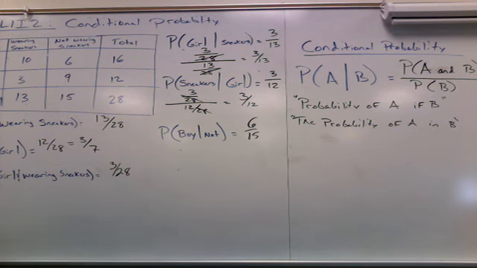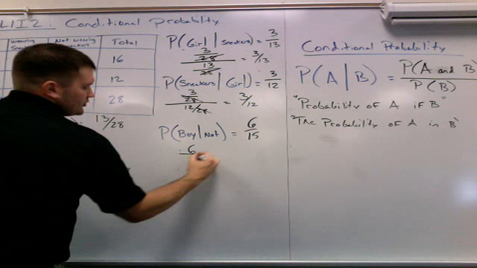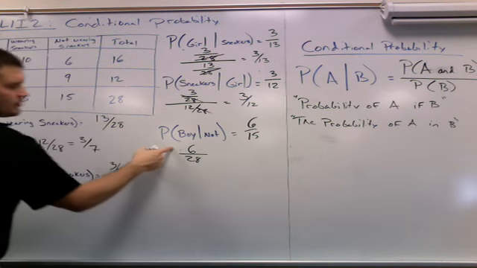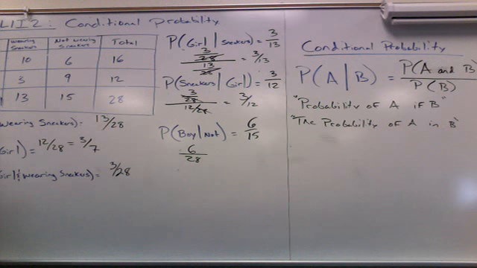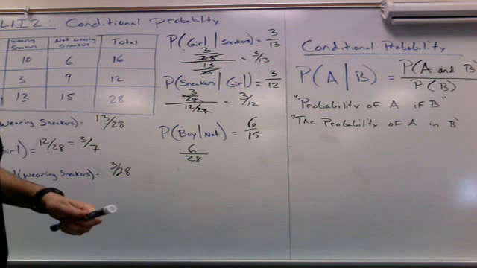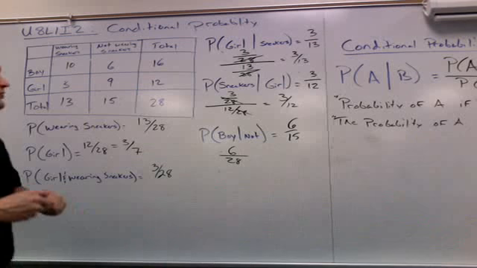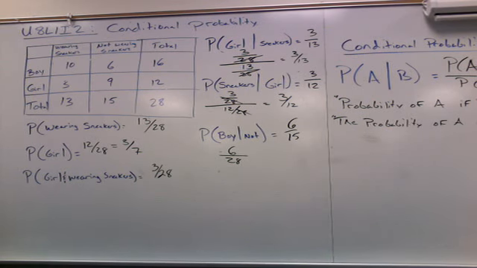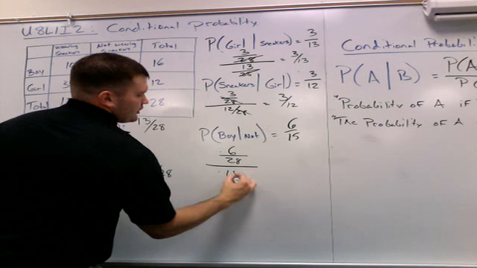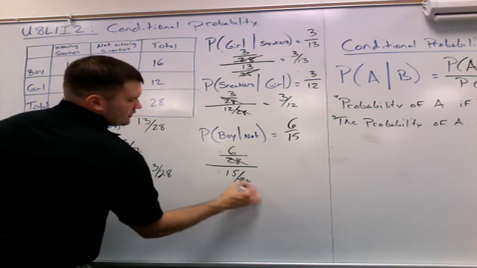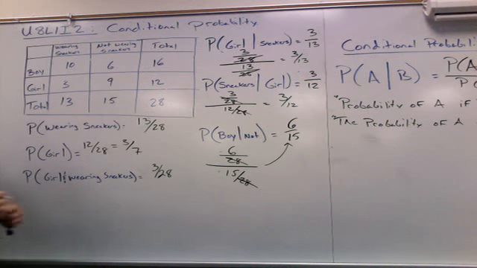I'm going to try it out using the equation. The probability of A and B is the probability of boys and not wearing sneakers. Which number up here is boys and not wearing sneakers? 6, right? So we're going to have 6 over 28, because that's the probability of boys and not wearing sneakers. And what's the probability of not wearing sneakers? 15 out of 28. So that means we'll cancel, and we get 6 out of 15. So you can go either way.